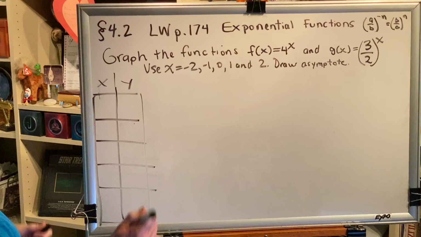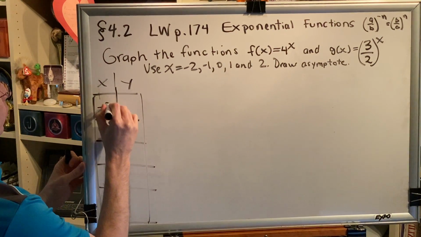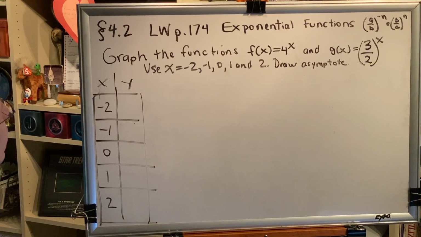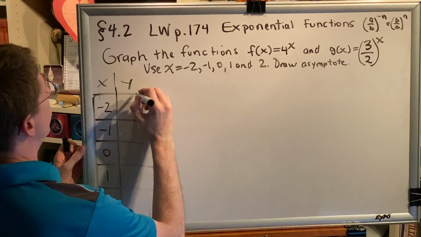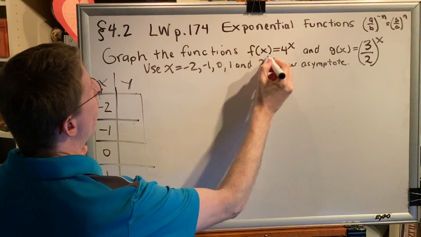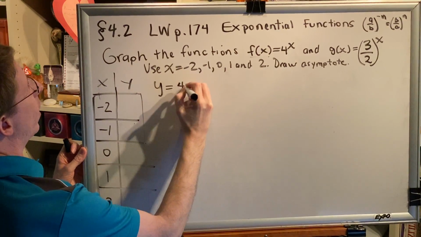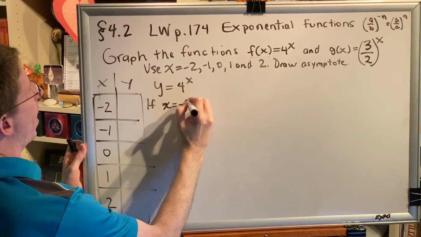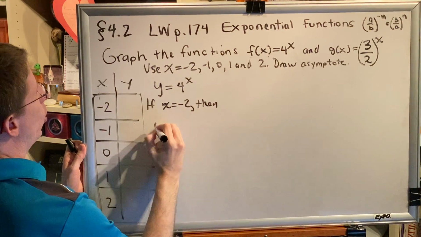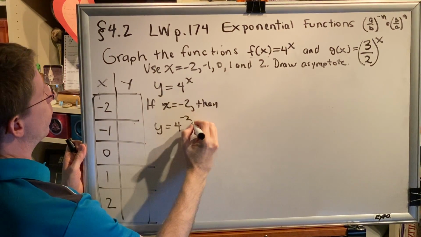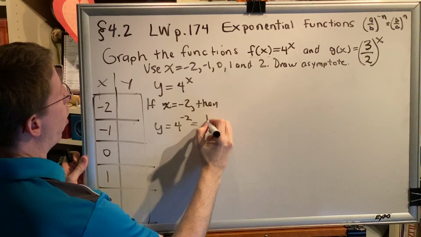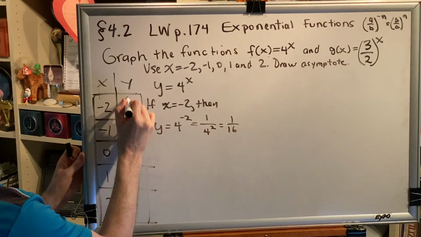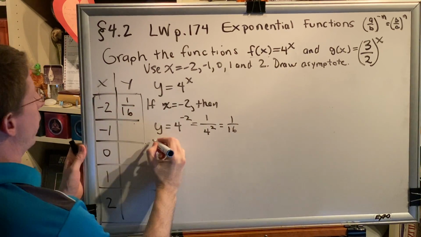Okay, let's begin. So let's fill in the values -2, -1, 0, 1, and 2 in our table of x. And let's go ahead and plug in one at a time to find the values of y. We know that f of x is the same as y, so we have the equation y equals 4 to the x power. If x is equal to -2, then y is equal to 4 to the -2 power, which is the same thing as 1 over 4 to the +2 power, which is 1/16. So we get the fraction 1/16.